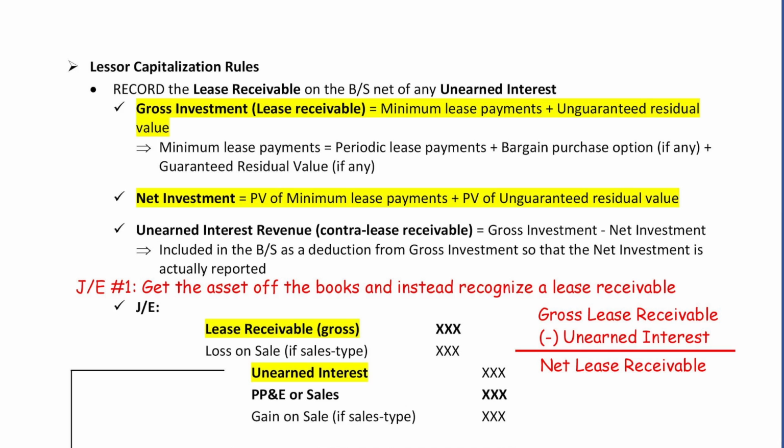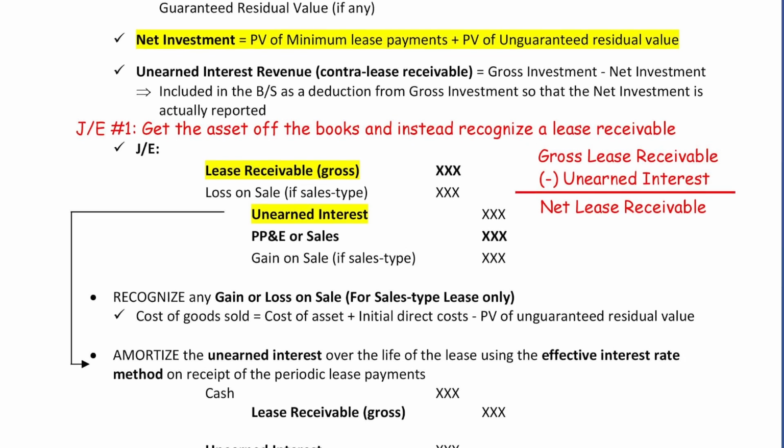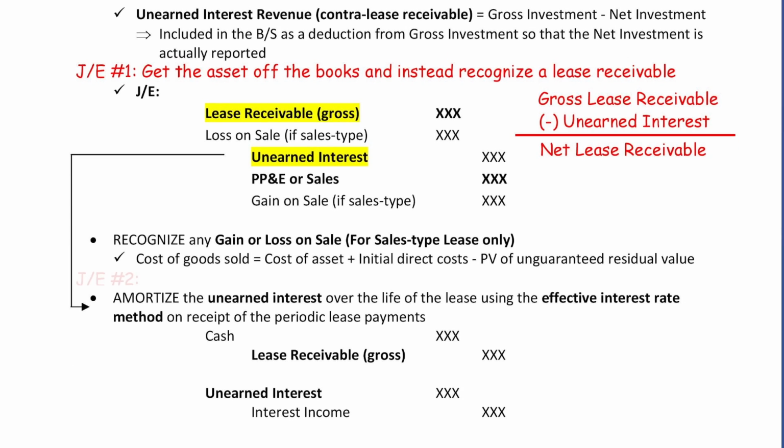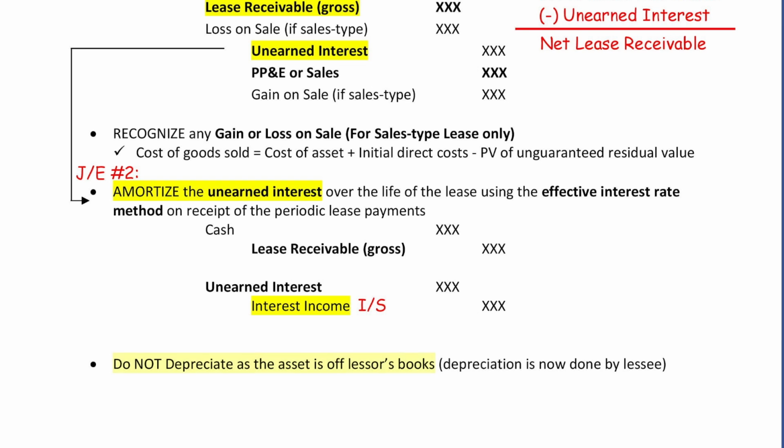Now the next journal entry is going to be amortizing the unearned interest and receiving cash for the lease receivable. So write journal entry number 2 and highlight amortize the unearned interest. And this amortization of unearned interest results in interest income, which goes to the lessor's income statement. And highlight the next sub-bullet, do not depreciate as the asset is off lessor's books.